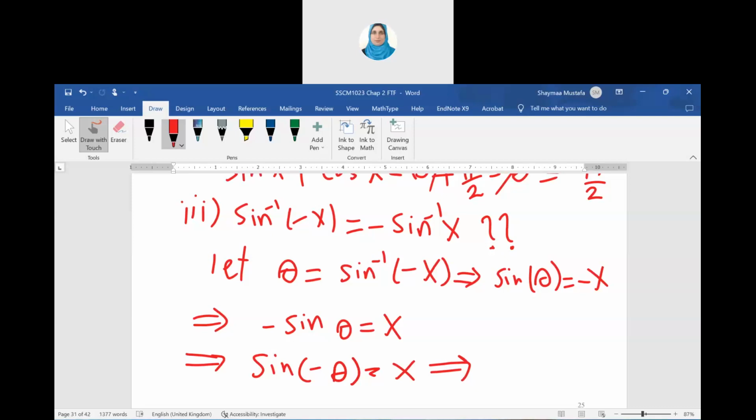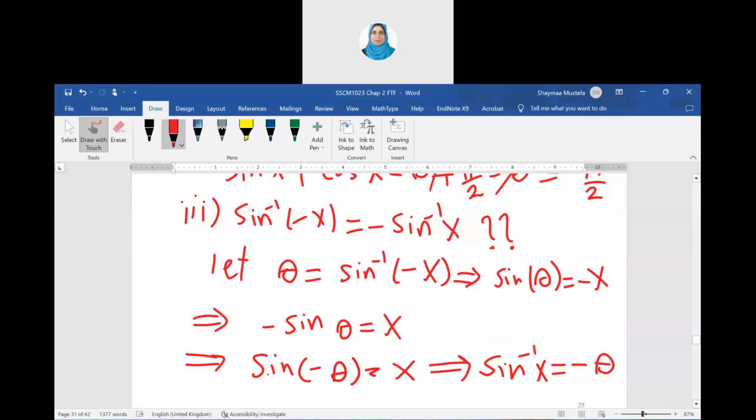Okay. Can we calculate sine inverse of x from this relation? Sine inverse of x will be equal to what? Since sine minus theta is equal to x, sine inverse of x will be equal to minus theta, because we have sine minus theta.